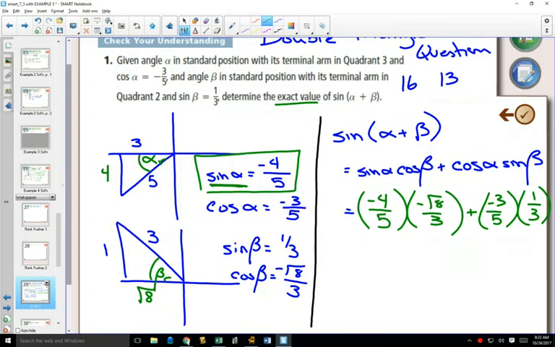So for those of you who, when we did the survey, made that common mistake in this next line, where you wrote sine, negative 4/5, cos, make a note of that.